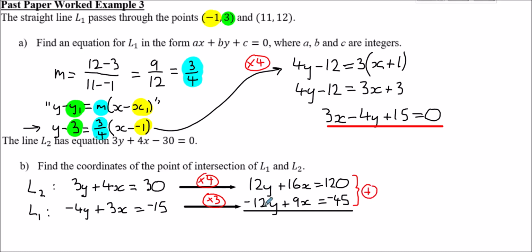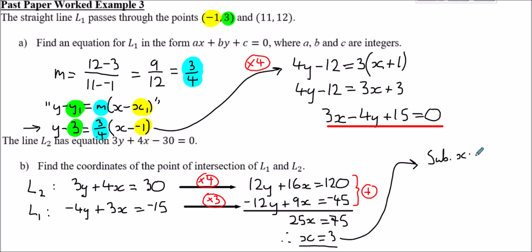12y plus minus 12y, that's going to cancel. 16x plus 9x, that's going to be 25x. 120 plus minus 45, that's the same as saying 120 minus 45, that's going to be 75. If we divide 75 by 25, we'll see that x is going to be 3. So now we know x is 3, we can substitute that into either L1 or L2 to work out the corresponding value for y. So it's entirely your choice now.